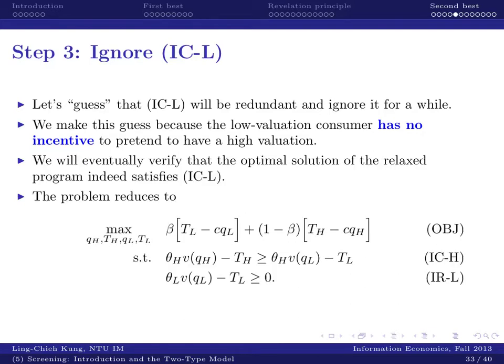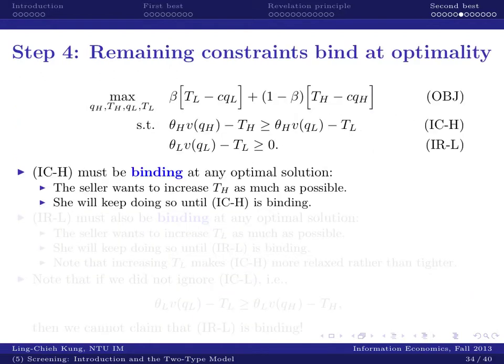Anyway, technically, now we're going to ignore one constraint and solve the relaxed program. If the optimal solution satisfies the relaxed constraint, then it is indeed optimal. So we relax one constraint, and now we have only 2 constraints remaining. Now we can immediately observe that the remaining constraints will both be binding at the optimal solution. So we now have ICH and IRL.